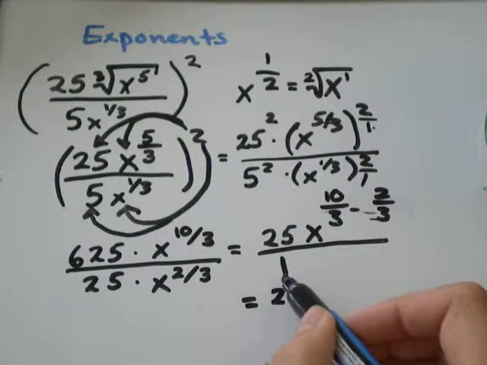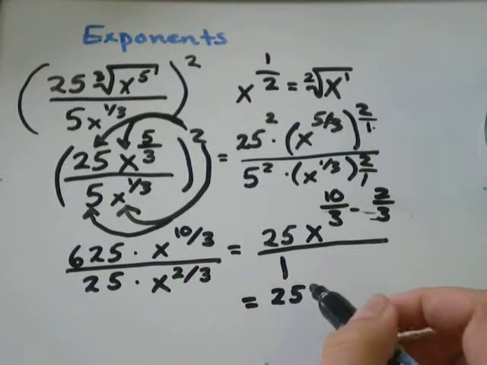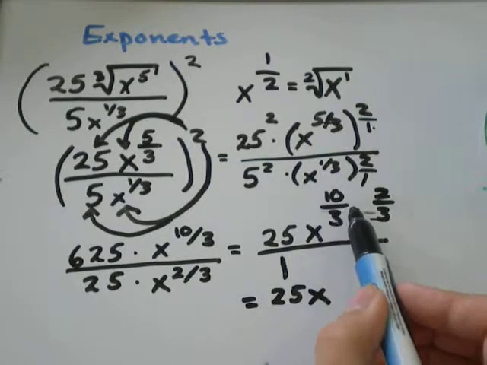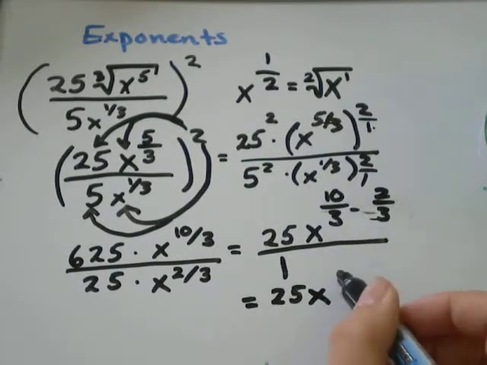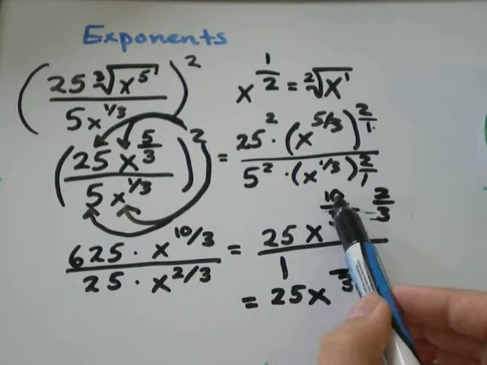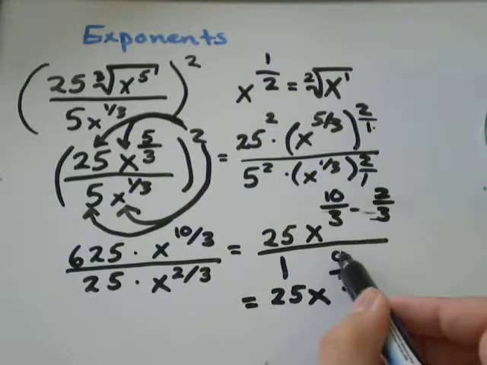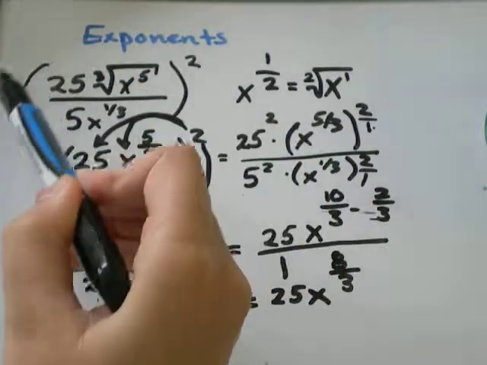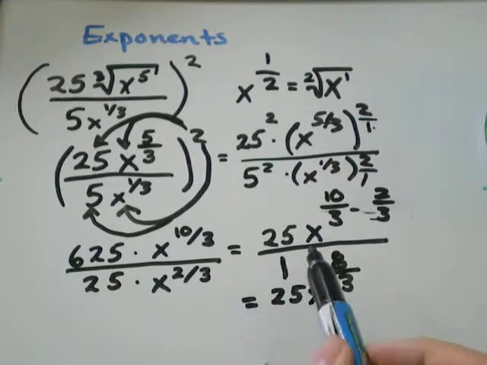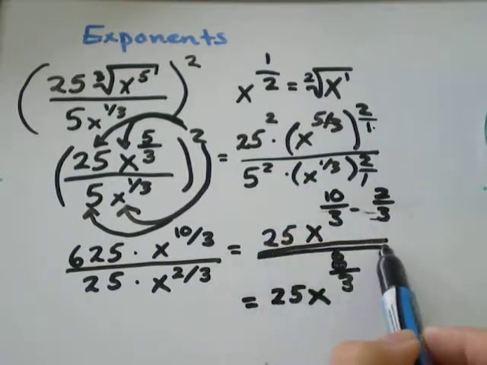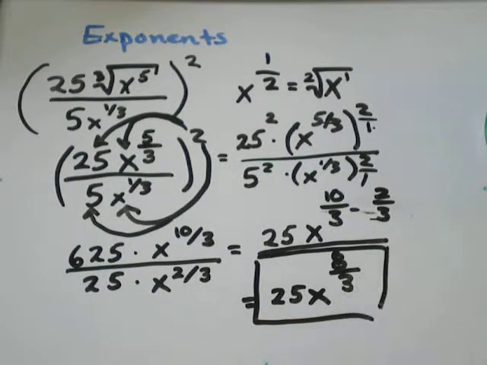So this will become 25. I'll drop the over 1 because anything divided by 1 is just the same thing you started with. X to the power of 10 over 3 minus 2 over 3. The denominator doesn't change, and on top I'll have 10 minus 2, which would be 8. So this big mess up here actually just simplified down to 25, x to the power of 8 over 3, and that will be your final answer.